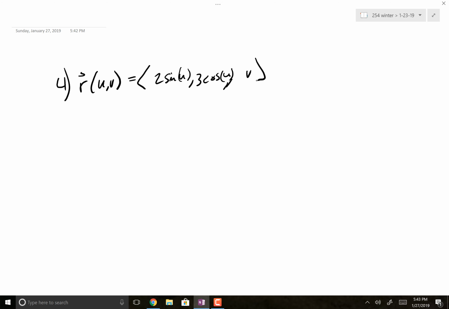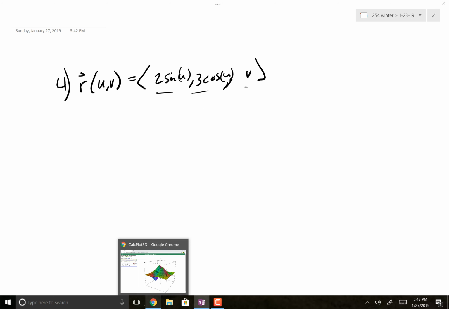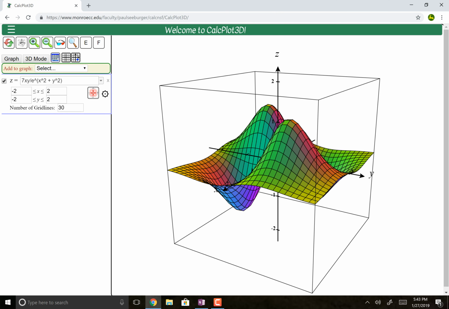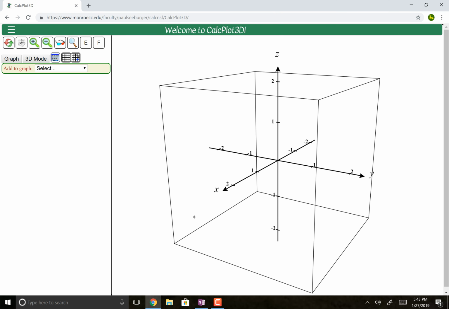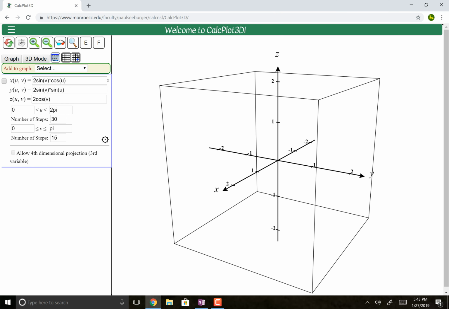Okay. Notice that V does not affect X and Y, yes? X and Y are doing their thing, and Z is just going to keep getting bigger. So if you were to graph this guy, it'd be kind of interesting to see what it looks like. So that's what I'm going to do. I'm going to grab the old 3D calc plotter, get rid of this, and grab a parametric surface. There you go. And I'm going to type in the function in question.